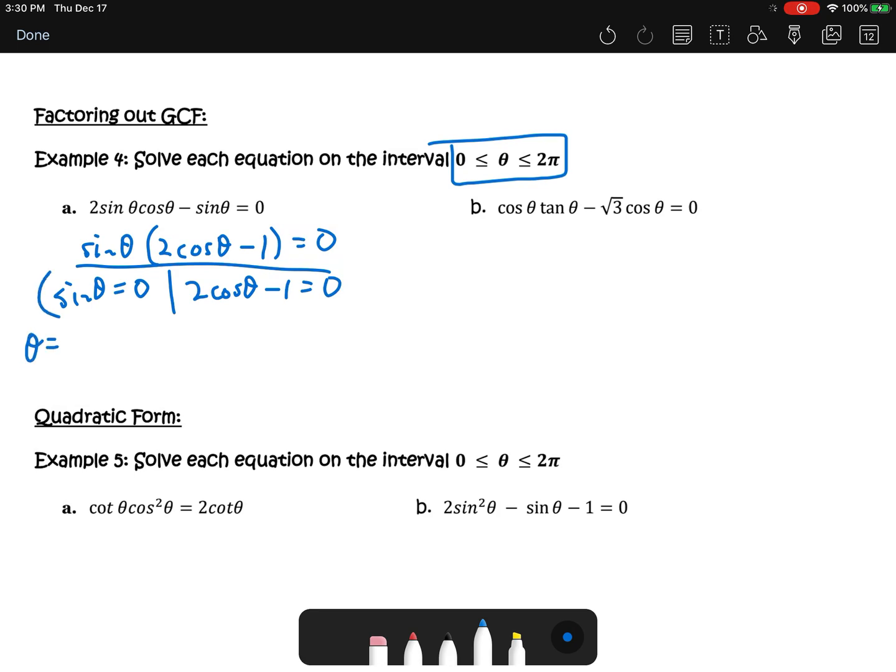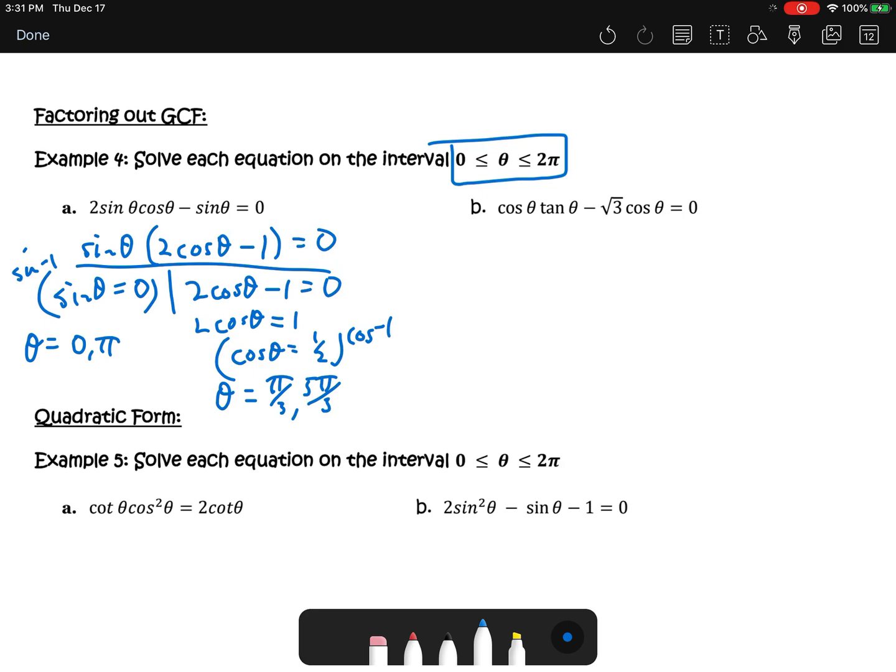Well, I can answer this right now. When is sine 0? Well, that's 0 and pi. Now I've got to continue to solve this one. Add 1, divide by 2, and then take the inverse cosine. So now when is cosine 1/2? I think it's pi over 3 and 5 pi over 3.